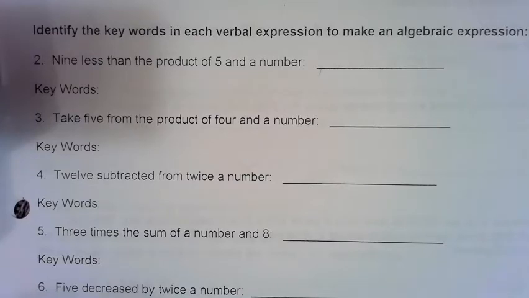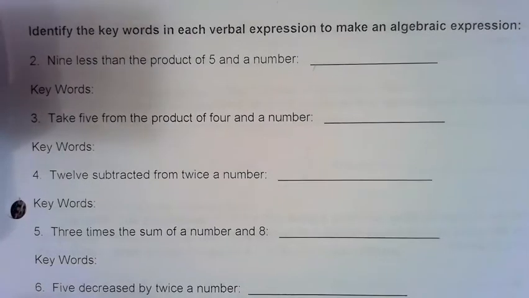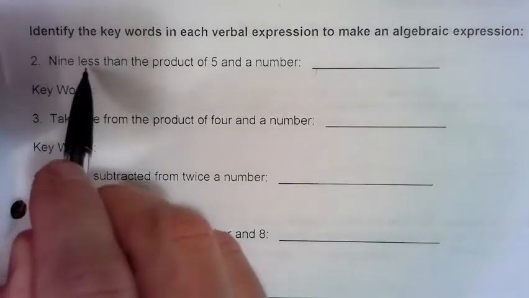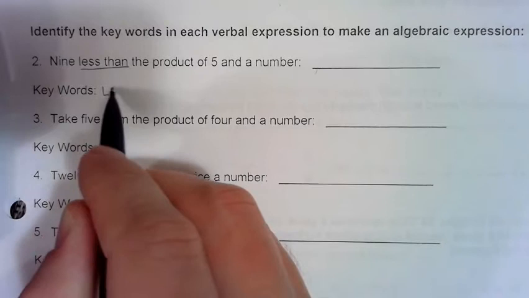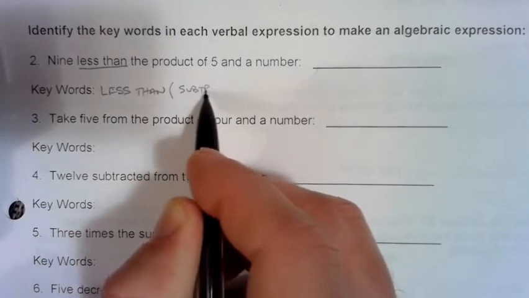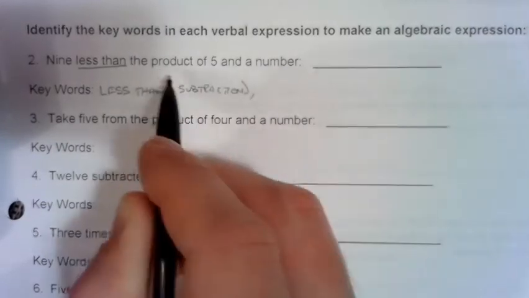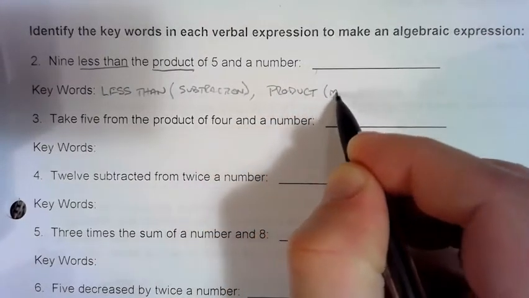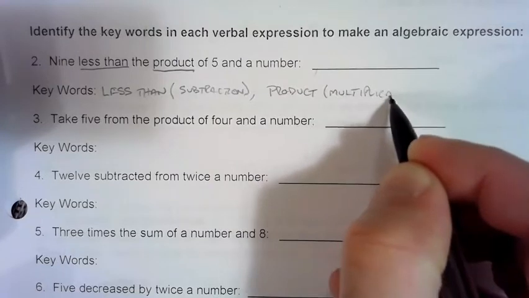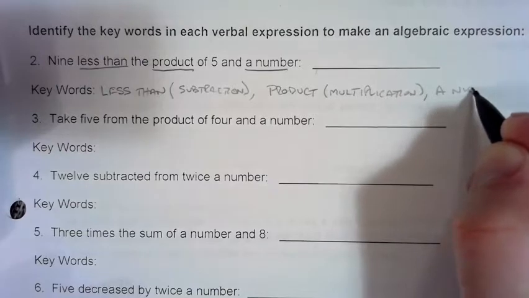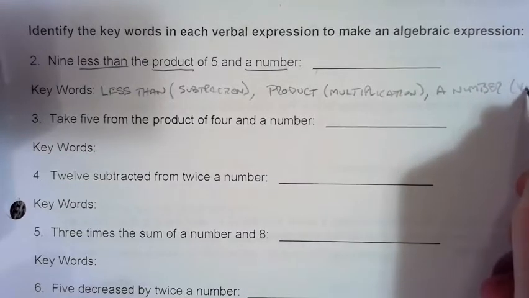In example number 2, it says 9 less than the product of 5 and a number. Again, our goal is to identify the key words in the verbal expression in order to make the algebraic expression. Our key words in this example are less than. When we see the words less than, that represents subtraction. The word product we know represents multiplication. And again, a number, that's going to be the variable.